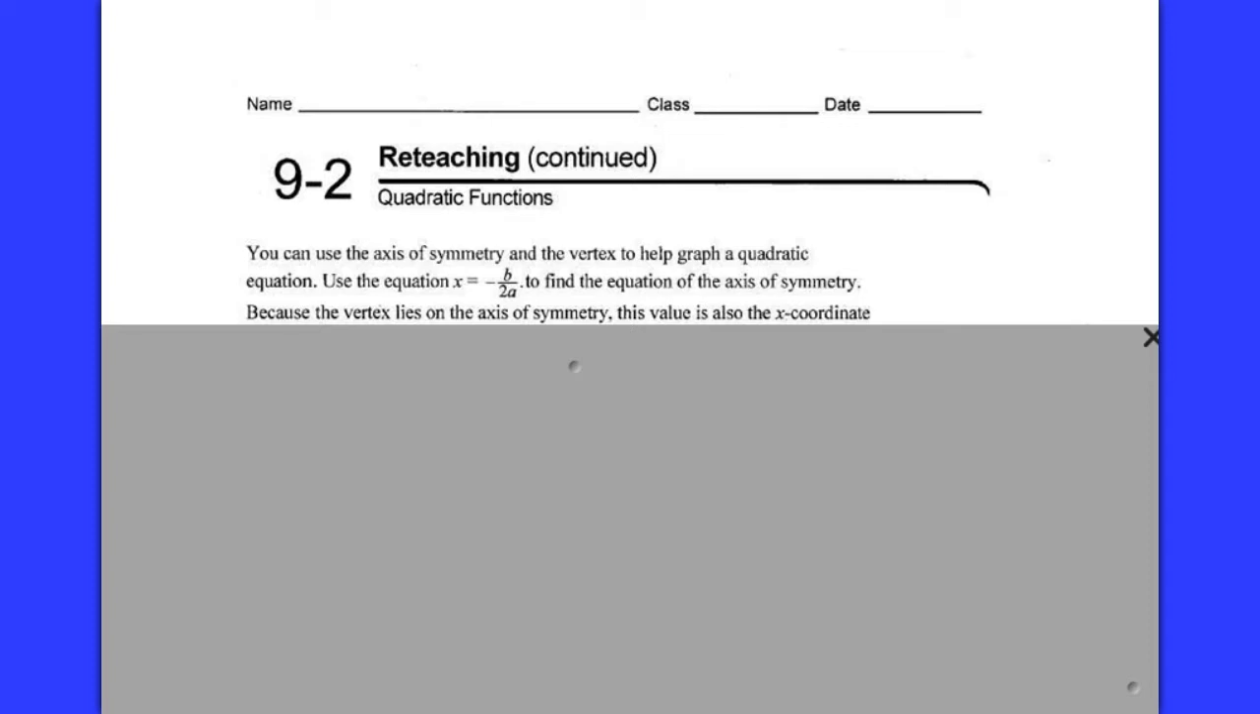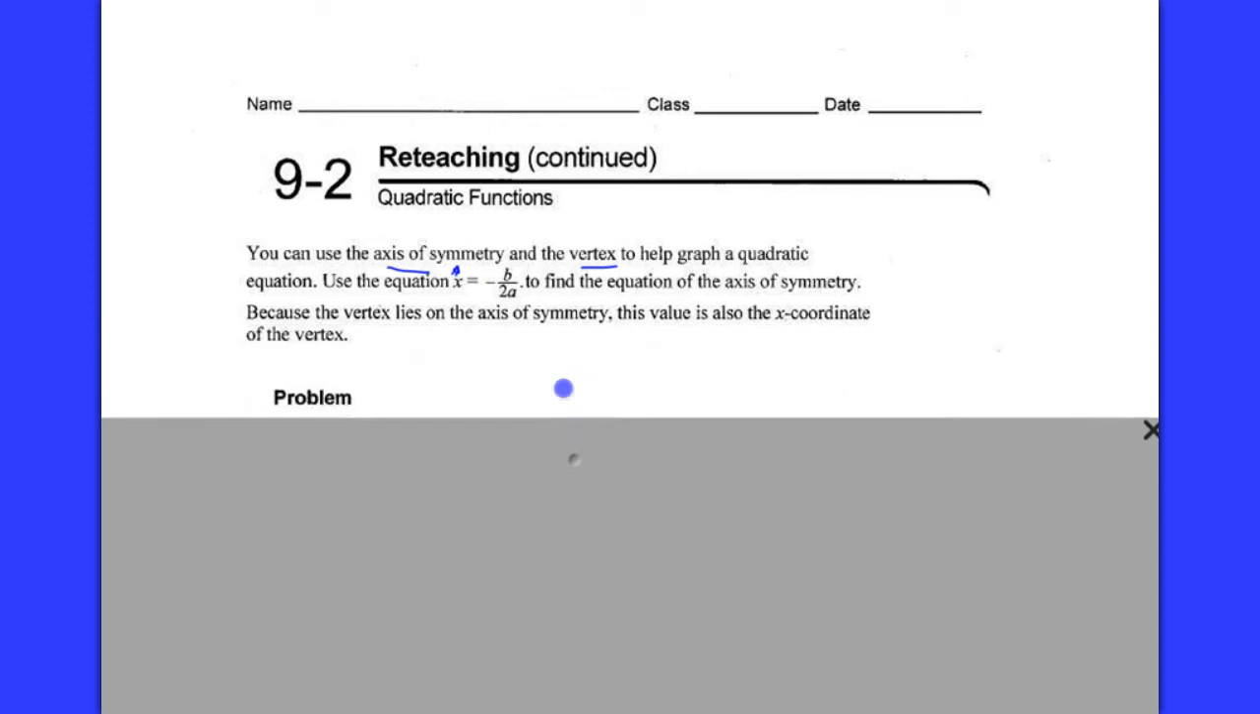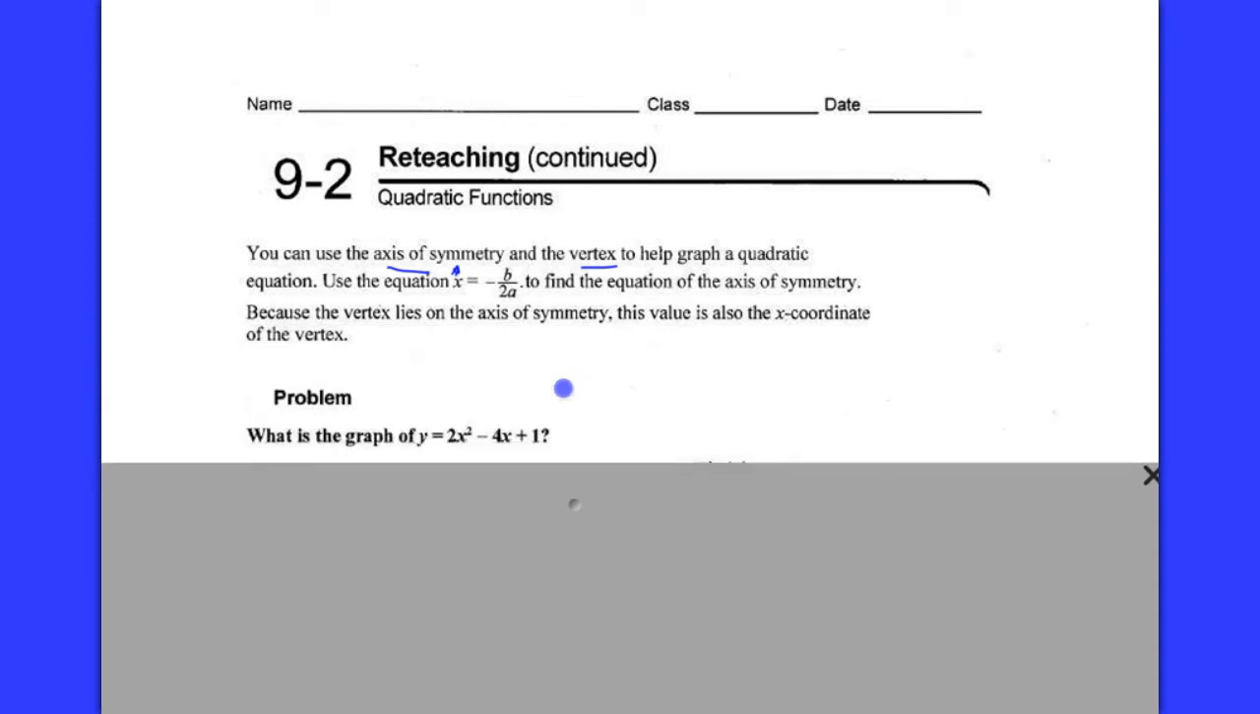What we did in the previous video is we found out how to find the axis of symmetry and the vertex mathematically, which you're going to have to be able to do. Here's kind of the reminder. Use x equals negative b over 2a to find the axis of symmetry, and then find the value of the y vertex, and then you'll have the vertex there.